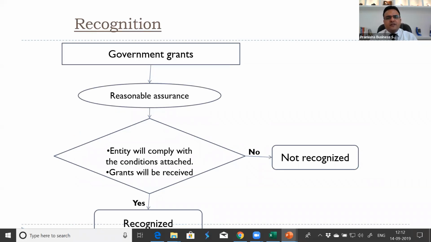So there has to be reasonable assurance that the entity will comply with all the conditions attached to the grant and that the grant will be received. If yes, we can record a government grant. If not, we will not be recognizing any government grant, even if eligible for receiving or receivable, until it is sure.